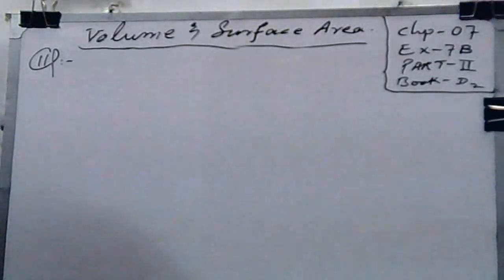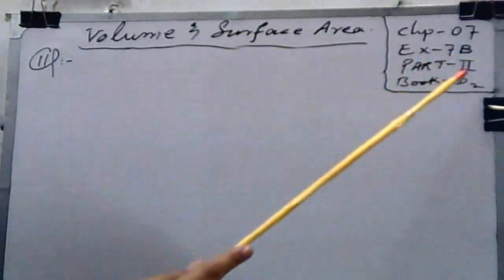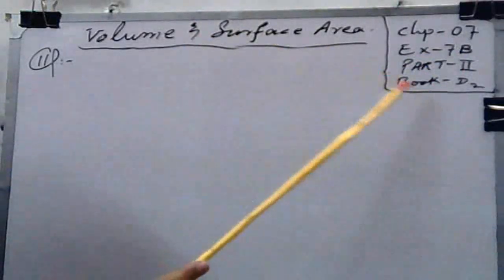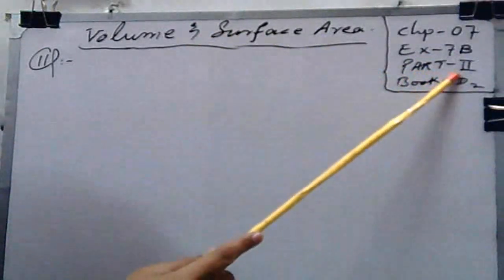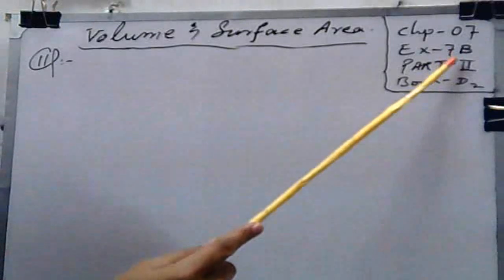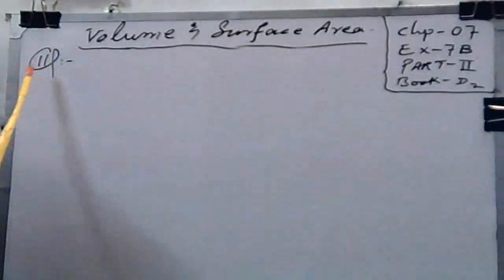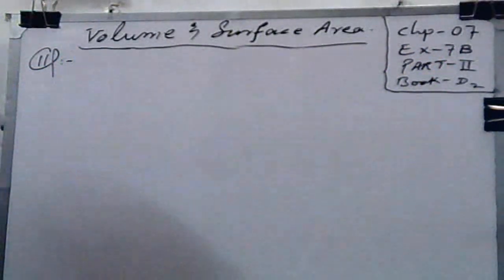Today we will discuss chapter number 7, exercise 7B, book D2, volume and surface area. Today we will discuss part number 2 because part number 1 of this exercise has already been done. So coming to question number 11.